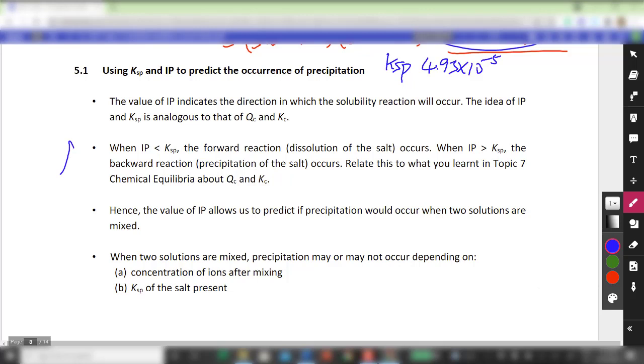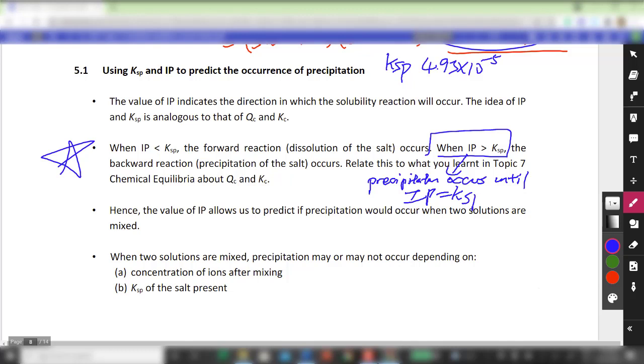So the second bullet point. If ionic product is less than Ksp, precipitation will not occur. If ionic product is greater than Ksp, then precipitation will occur until IP equals Ksp. You might want to take note of this. When this is greater than Ksp, precipitation occurs until IP equals Ksp. So ionic product allows us to predict if precipitation will occur when two solutions are mixed.